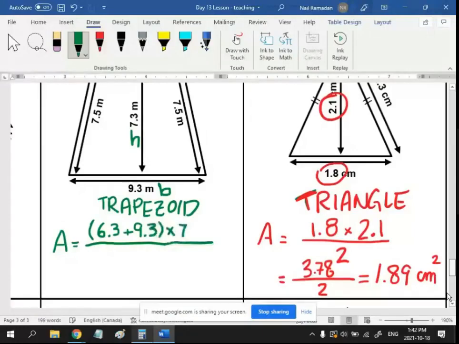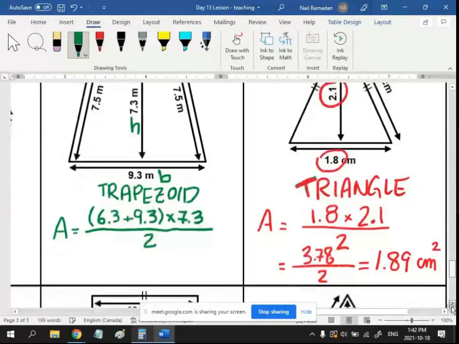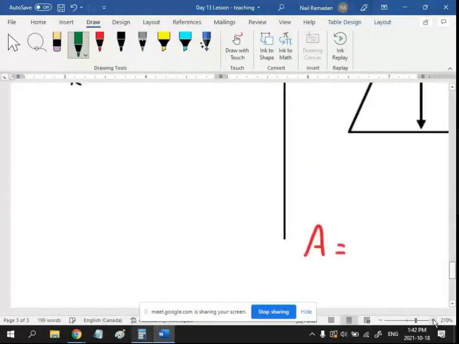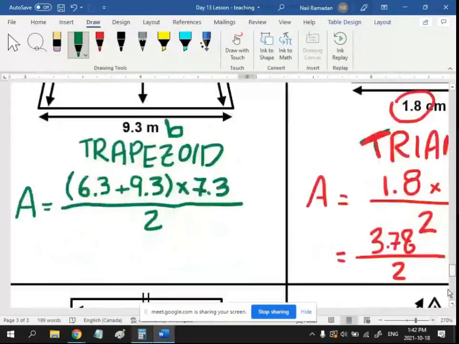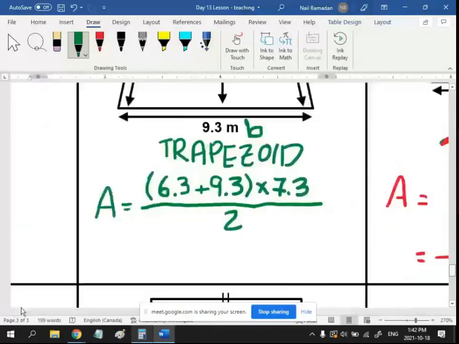So plus 9.3 times, what's the height? 7.3, all divided by 2. Okay, we are on the right track. We just have to be careful because we have to do it step by step.